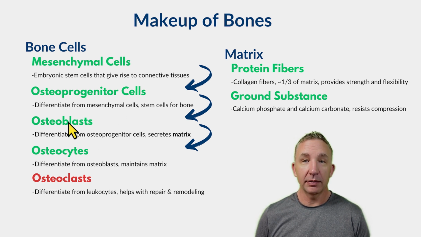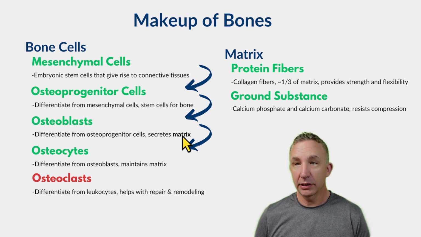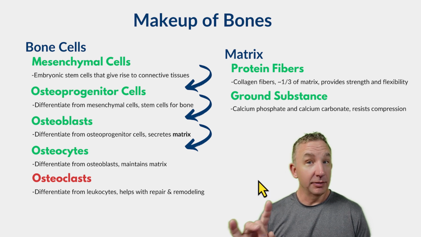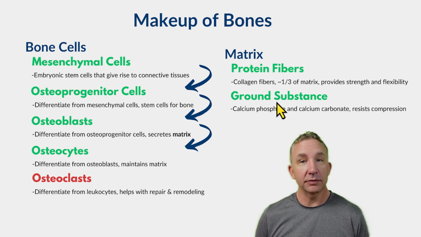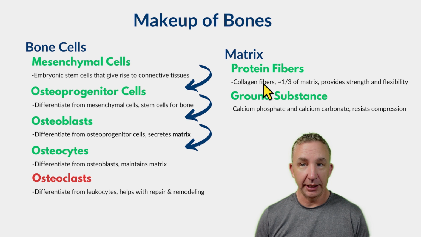So the matrix, remember, is made by osteoblasts. So osteoblasts secrete the matrix. Our matrix includes two things: protein fibers and ground substance. Protein fibers, three types: collagen, elastic, and reticular. Up to a third of all of the matrix is collagen fibers. Remember, collagen fibers are the most abundant and they're the strongest to give us tensile strength. So these protein fibers help with that supportive flexibility.